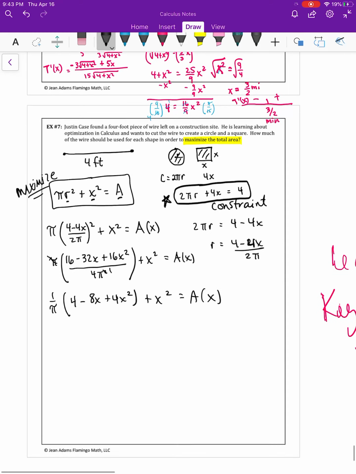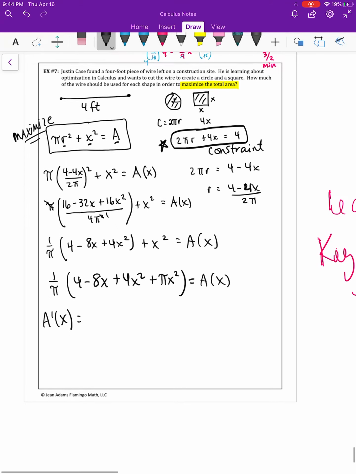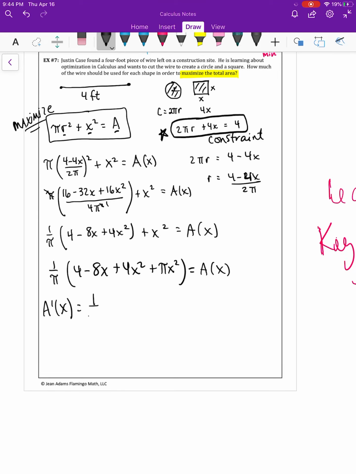32x divided by 4, I made that 8x. And then 16x squared divided by 4, I made that 4x squared. And so, next thing, since I wanted them all to be the 1 over pi here, I went ahead and multiplied that one by pi over pi and got my pi x squared.